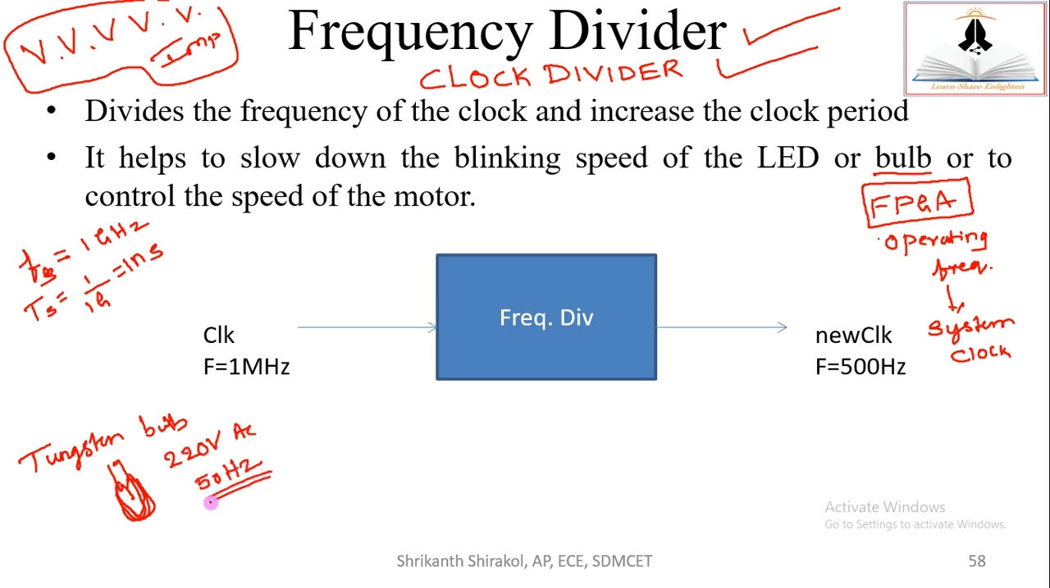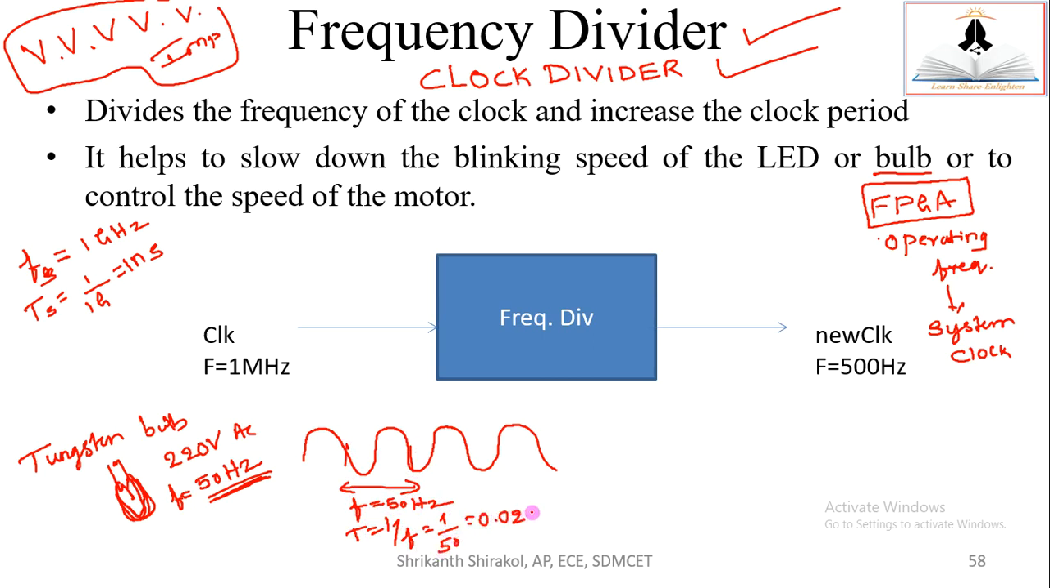What does this 50 hertz mean? It's a frequency. They are telling that the frequency of this input AC that we are getting is 50 hertz. Your AC will have this sinusoidal shape. RMS value has been given here. If I locate its one period, its frequency is 50 hertz, so its period is 1 by f, which is 1 by 50, which is 0.02 seconds. It means that every 0.02 seconds, it goes up and comes down, goes up and comes down.